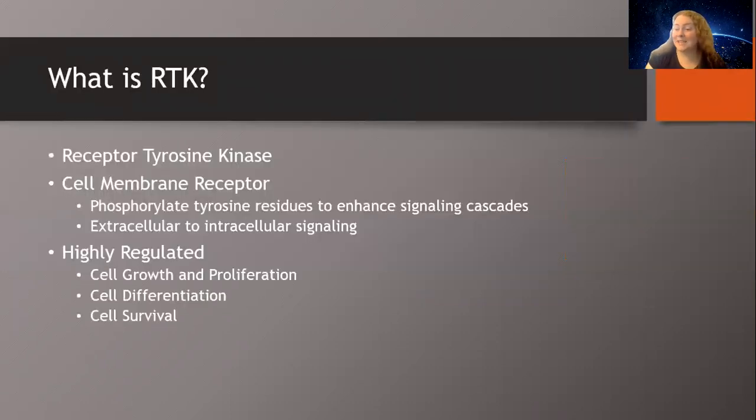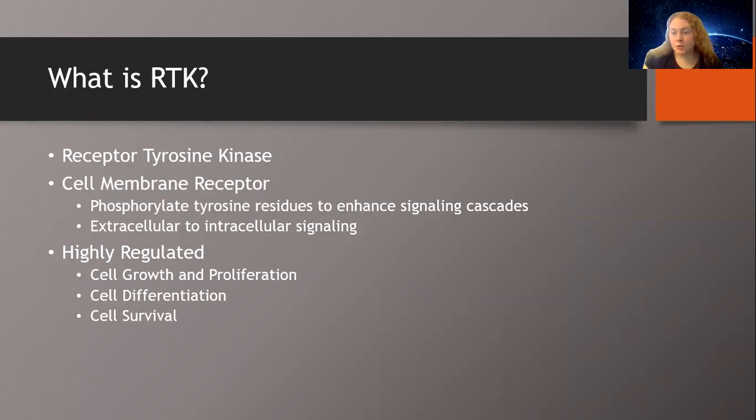First off, what is RTK? RTK stands for receptor tyrosine kinase. It is a cell membrane receptor with three domains. It has an intracellular domain called a tyrosine kinase domain, an intermembrane domain, and an extracellular domain where a ligand will bind. This particular receptor is responsible for the beginning of a signaling cascade.